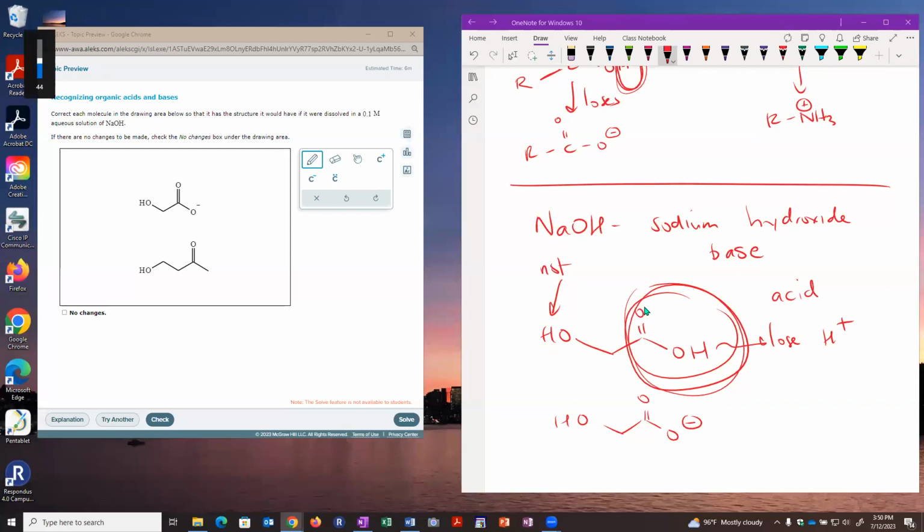When you draw your structure, all you need to do is draw the original structure, but remove the H plus from it, and you end up with this O with a negative charge. You'll notice that down here, nothing happens to this OH, because that's not part of a carboxylic acid functional group.